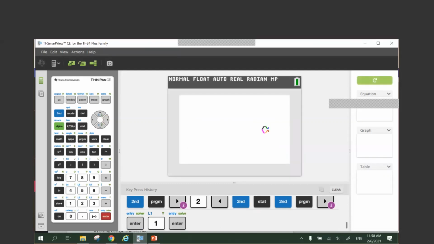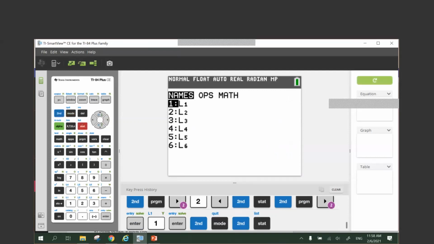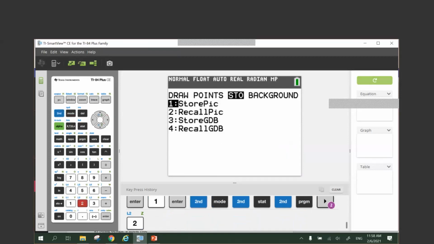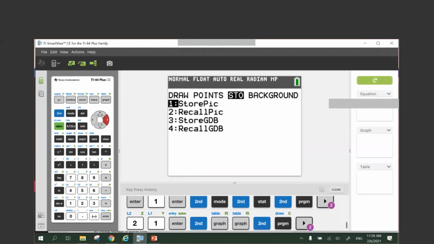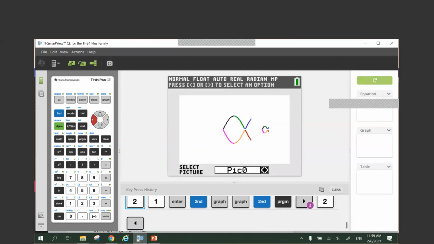Okay, so let me recall what is your picture 1. You can just recall picture 1 and see what it is. Okay, that means just now I stored wrongly. Let me redo. Oh, I forgot to press enter. Just now I forgot to press enter, so it is still letting me decide which picture I want to use.